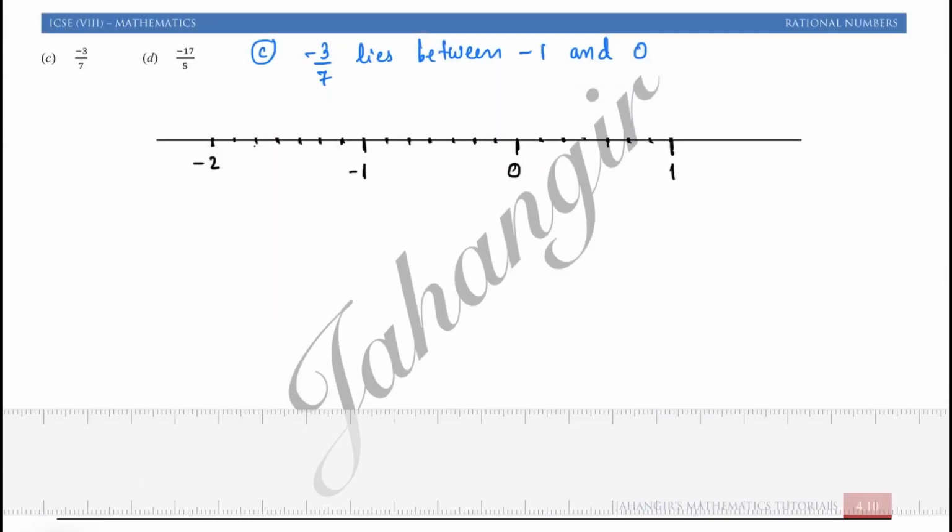So here I need minus 3 by 7. So it should lie between 0 and minus 1. So 0 is here. See, this part is 0, minus 1 by 7, this is minus 2 by 7, this is minus 3 by 7. So I can write this as, mark it properly, minus 3 by 7. Make arrows on both sides properly. Draw with scale and pencil.